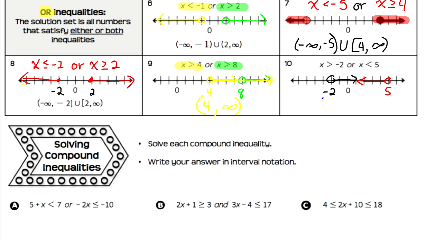When we do that, what we'll notice is that this less than 5 would go all the way to the left, and greater than -2 would go all the way to the right. So what that means is that every number on the number line is included in our solution set. So that means our interval goes from -infinity to +infinity, all the way to the left, all the way to the right.